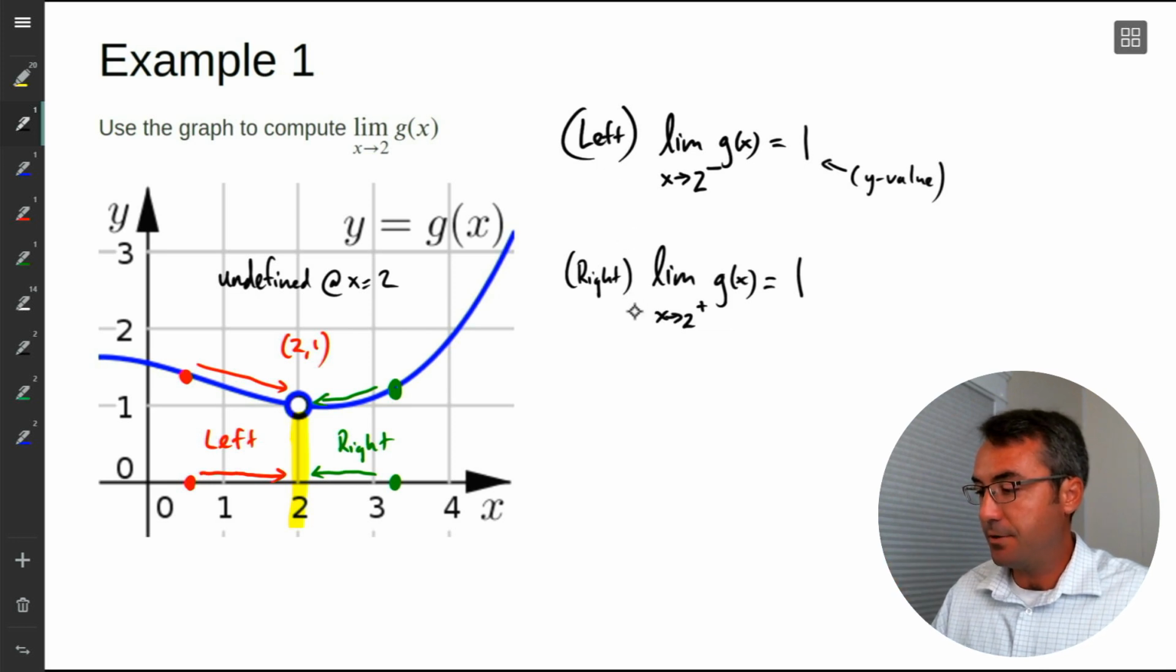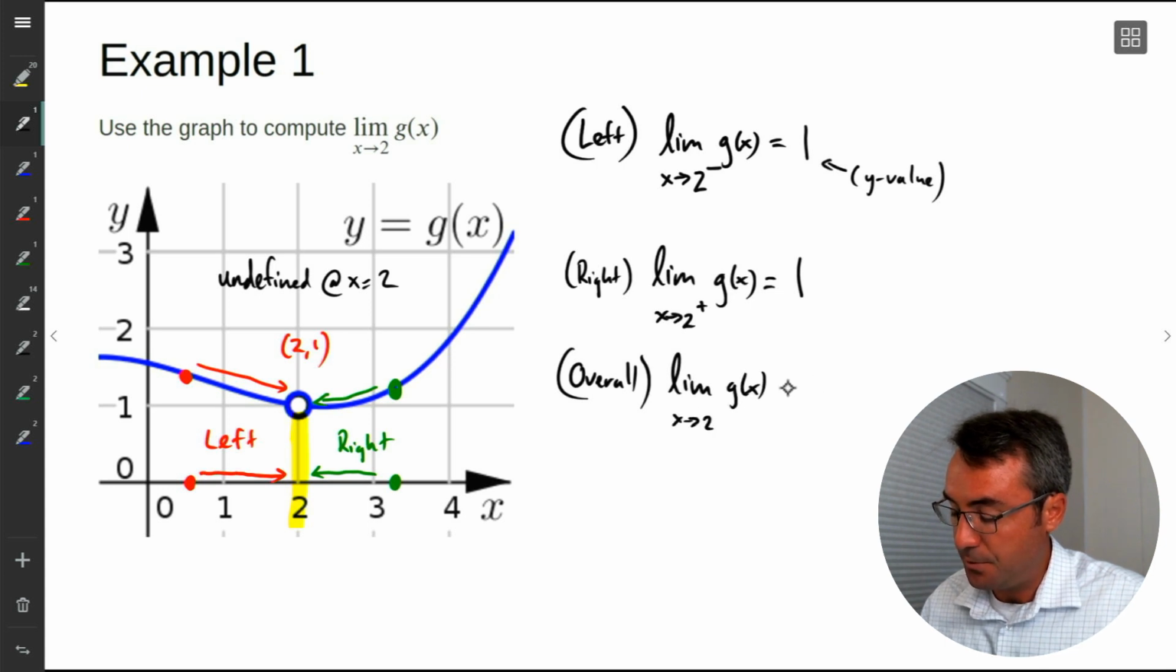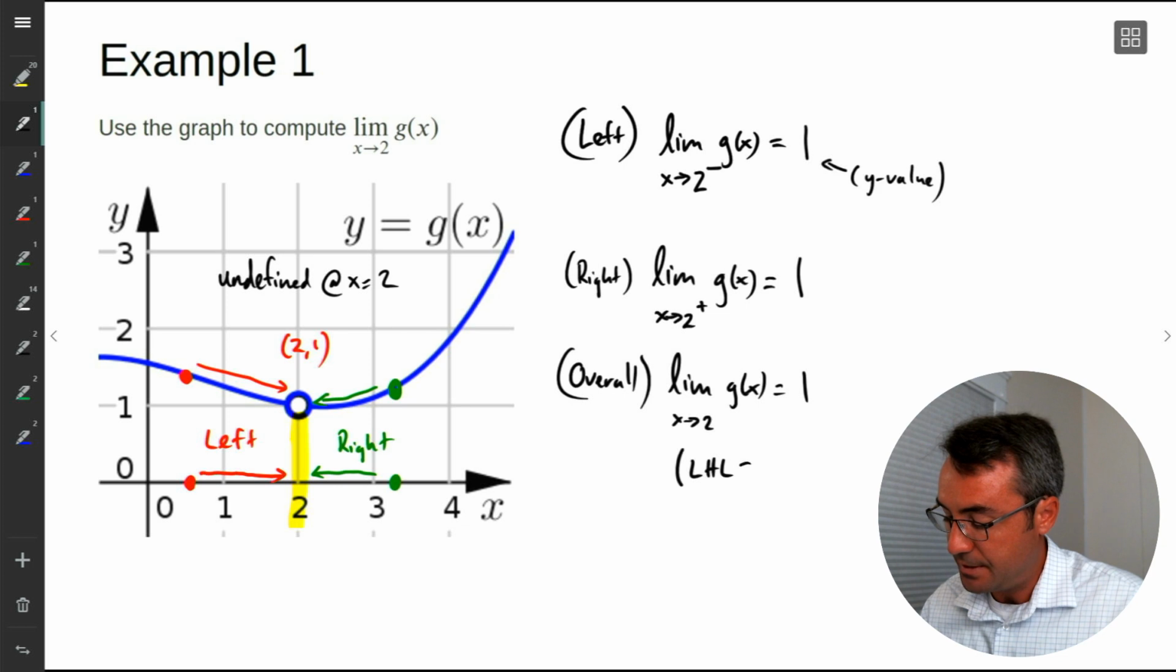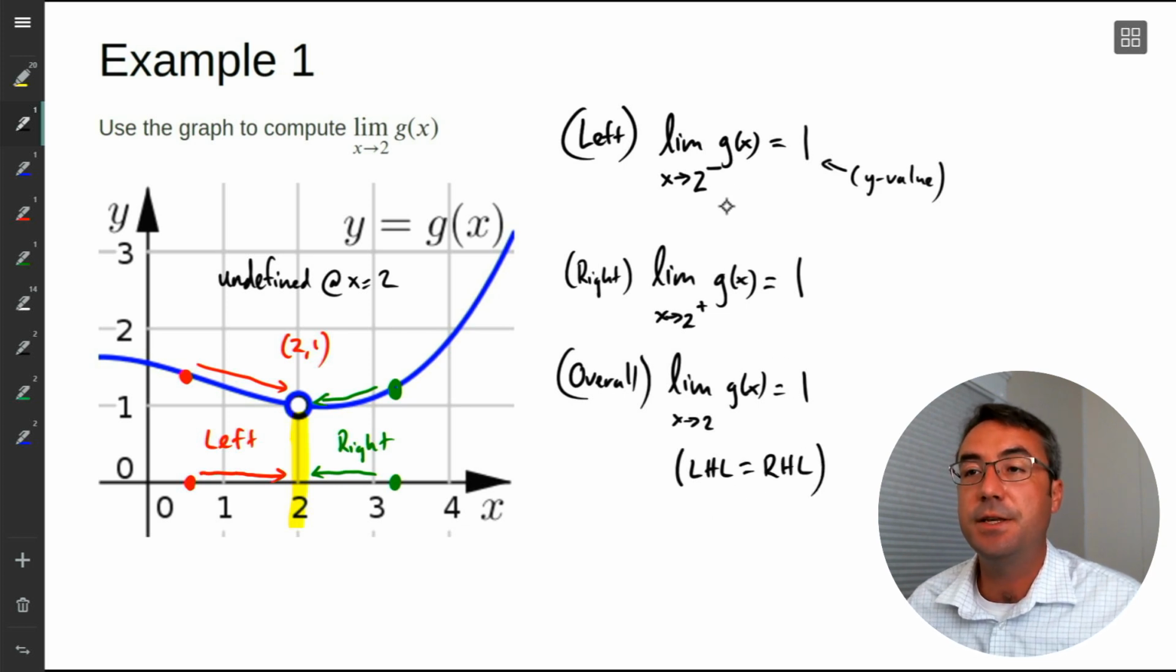So since the left and the right-hand limits are both equal to 1, well then the overall limit, the limit of g of x as x approaches 2, is also equal to 1. And again, that's because our left-hand limit is equal to our right-hand limit. So the fact that these two one-sided limits, the left and the right, both exist, they're both equal to a number, the number 1, well then our overall limit is also equal to 1.